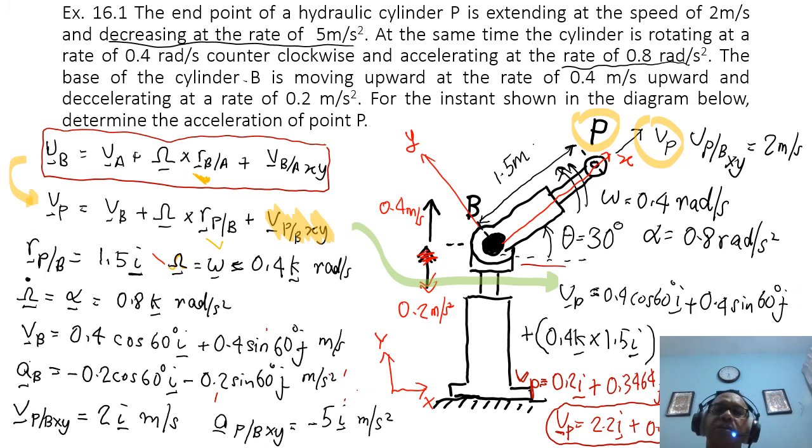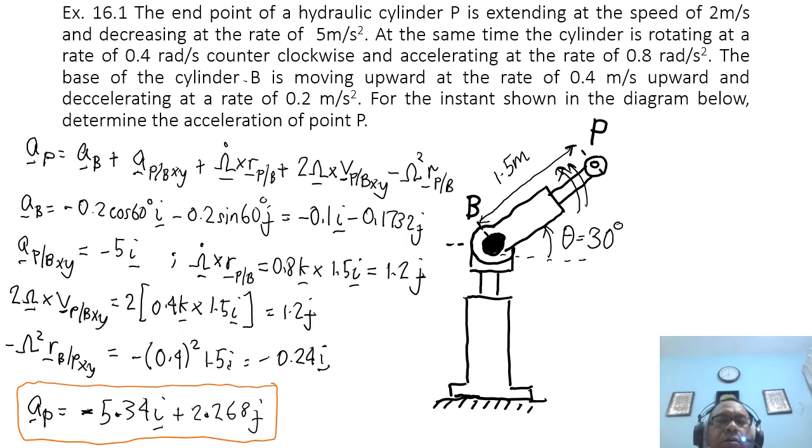Let's continue with the acceleration. So here I have put up the long equation for the acceleration. It's AP equals AB plus relative acceleration plus omega dot cross position P relative to B, plus 2 omega cross V relative, minus omega square position of P relative to B.